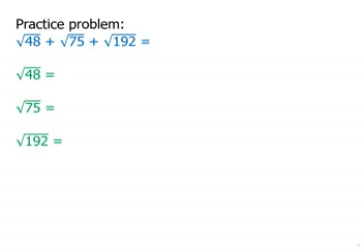48 is certainly divisible by 4. It's 4 times 12, but 12 is divisible by 4 again. So this means that 48 is actually divisible by 16. So we can write it as 16 times 3. Of course, the square root of 16 is 4. So the 16 comes out of the radical as a 4, and we just get 4 root 3.